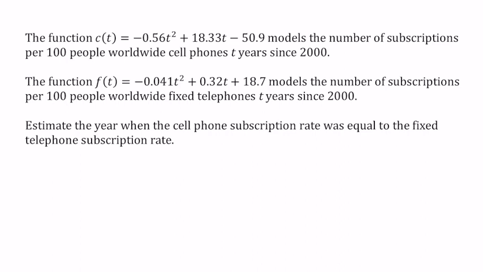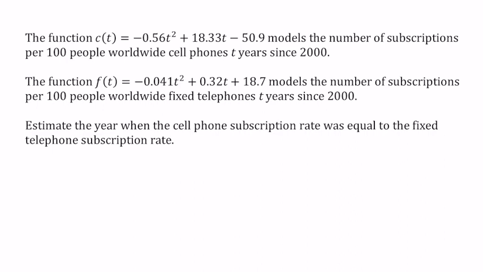Suppose the function c of t equals negative 0.56t squared plus 18.33t minus 50.9 models the number of subscriptions per 100 people worldwide for cell phones t years since 2000. And the function f of t equals negative 0.041t squared plus 0.32t plus 18.7 models the number of subscriptions per 100 people worldwide for fixed telephones t years since 2000. Estimate the year when the cell phone subscription rate was equal to the fixed telephone subscription rate.